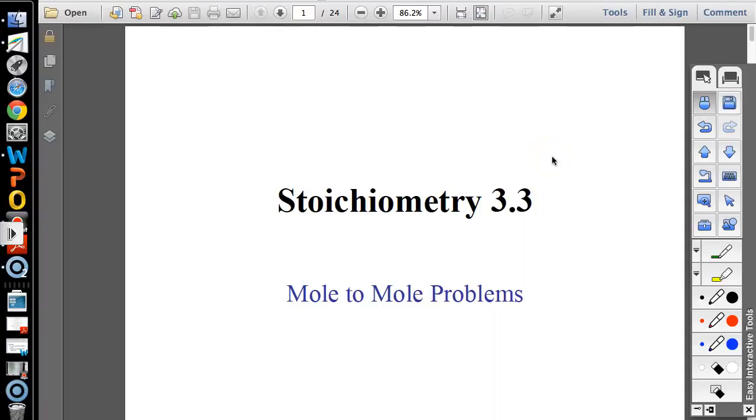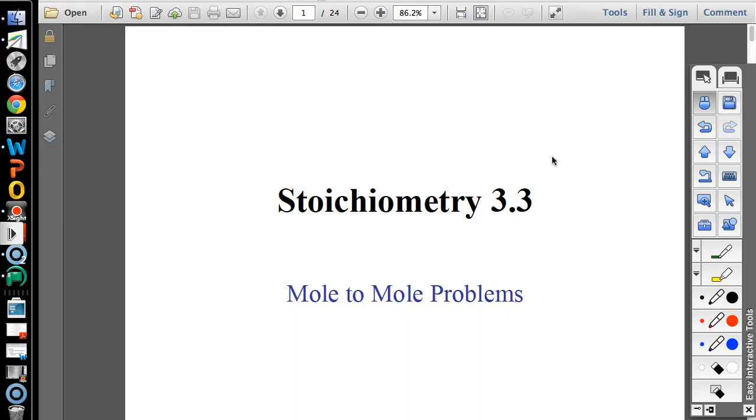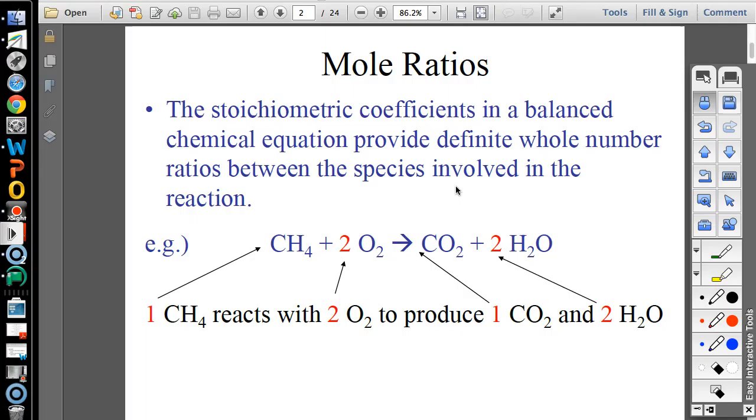Saying earlier, mole ratios and going from moles of one substance to moles of another substance opens up stoichiometry for you, which is this converting thing that we've been doing, getting from one substance to another. So when we go to write mole ratios, this is a really complicated sounding sentence, but it's not that bad. Let me read it to you and then I'll break it down. The stoichiometric coefficients in a balanced chemical equation provide definite whole number ratios between the species involved in the reaction.